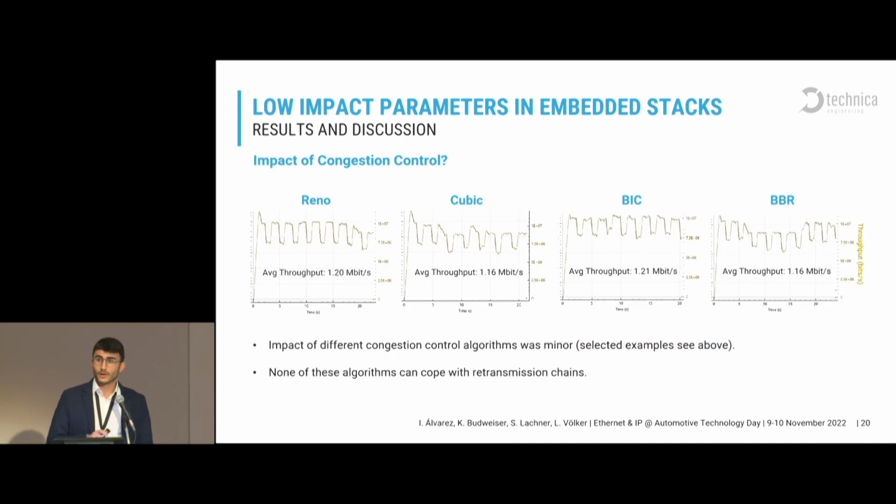So in contrast with all of these features that have a big impact on stacks, we have also observed some other minor parameters, other features that have a lower impact. A good example is the effect of different congestion control algorithms that we have tested. As we can see here in this picture, we have seen minor differences between them. They don't really have a big effect when it comes to an improvement in TCP performance for our use cases. Also, none of these algorithms can deal with one of the main issues that Karl suggested, which is the retransmission chains.